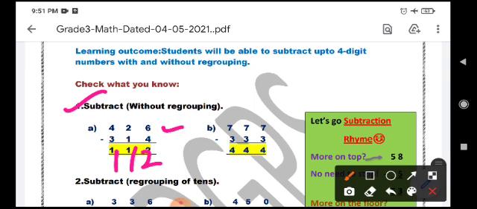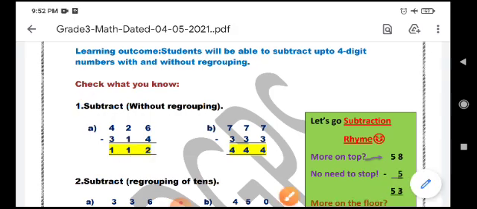This is the question without regrouping. No need to go next door and borrow 10. You are having more on the top, so no need to stop. This portion of the rhyme is applicable without regrouping here in question 1.